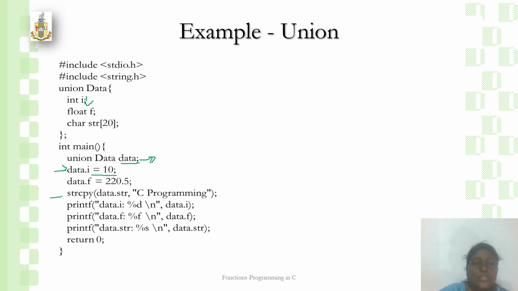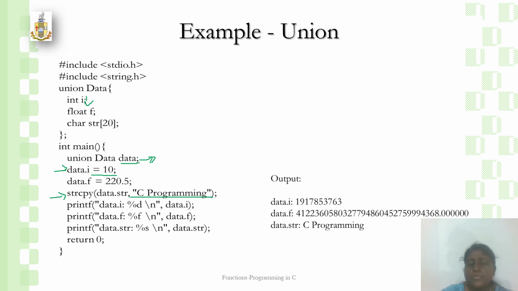We are going to use the strcpy function to copy the string C Programming into data.str. So here we are copying this C Programming string to this string variable, and this is the output. So this is a union, and the main difference between a structure and a union is that a union uses a shared memory space for its members, whereas a structure will not be using that.